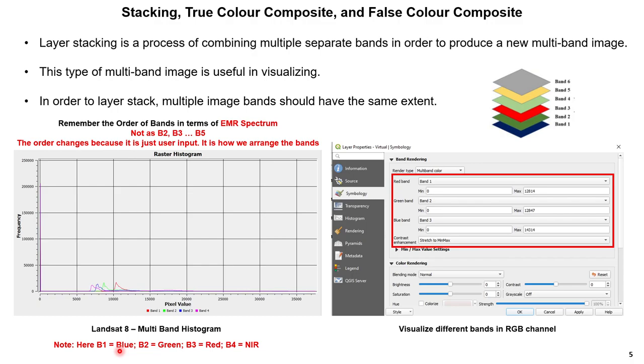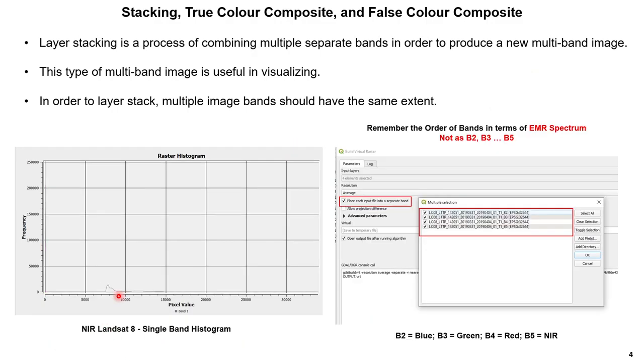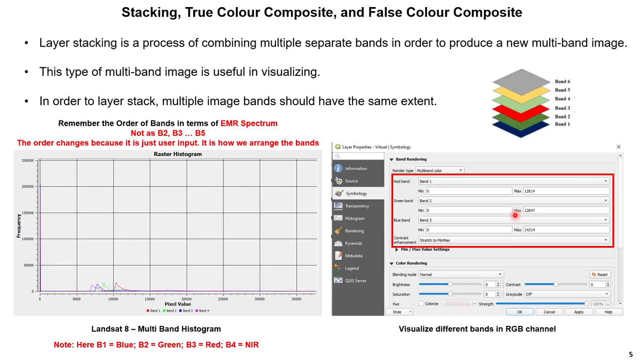So we just need to remember that whatever order we give the input in, that is the order in which it will be arranged in the output. So here B1 corresponds to blue, B2 corresponds to green, 3 to red, and band 4 to near infrared. And if you see the properties, you can see something called multiband color. Here you have the red band, green band, blue band, and here we can change how we are going to visualize.